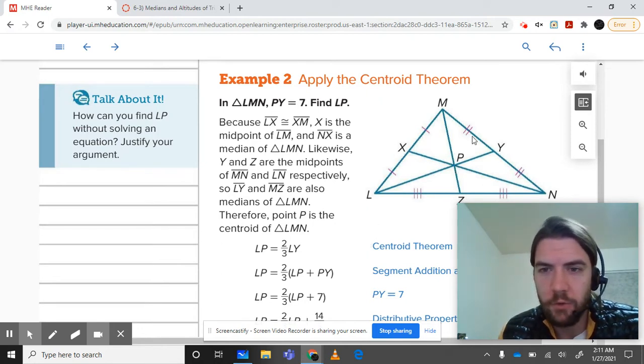That when you make those medians and you have them cross over at a centroid, that centroid cuts them into two pieces where one of those pieces is twice as big as the other.